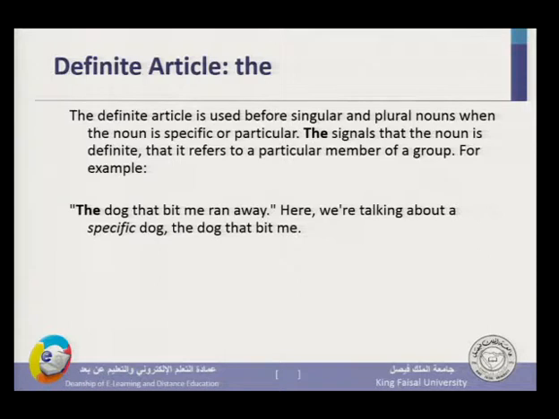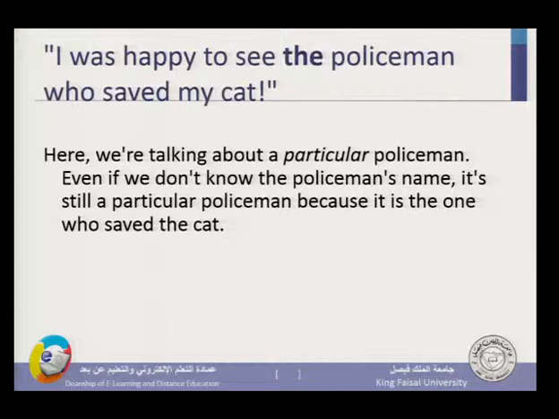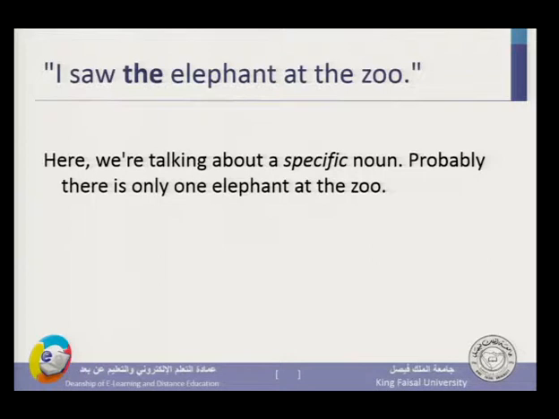A different article, the, is used when I'm talking about a specific object or specific person. I was happy to see the policeman who saved my cat. I'm talking about a specific policeman, the policeman who saved my cat, not the policeman who saved my friend, for example. So the is used to tell you we're talking about a specific person or sometimes a specific thing. If you're talking about a particular object or person, the definite article the is to be used. I saw the elephant at the zoo means I'm talking about a specific elephant. Here we're talking about a specific noun. Presumably, there is only one elephant at the zoo.